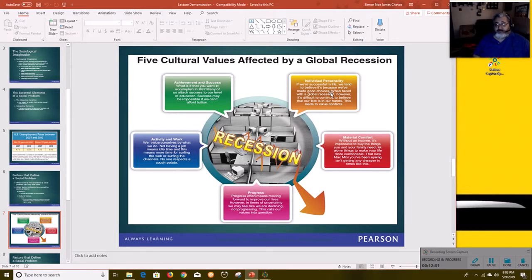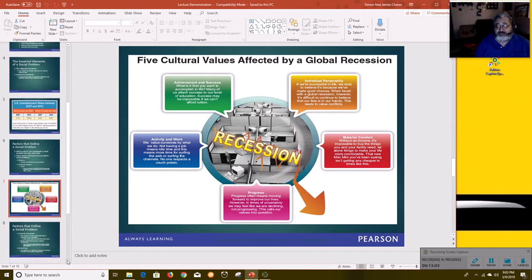Activity and work. We value ourselves by what we do. So you have a job that you are very proud of. You're seen as a hardworking person. If you look at somebody who is a couch potato, who lives at home, doesn't do anything, they're not valued. They're not seen as respectful. But somebody who wakes up every day in our culture, goes out, earns a paycheck, supports his family, that is something that is seen as very valuable, as someone who's seen as successful.